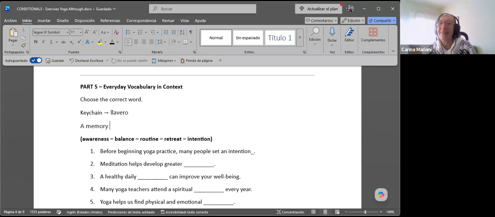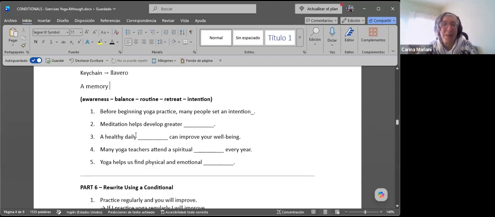And sometimes it is not attachment. There are some things that have a special vibration, and you want to keep them with you because some people say it's good luck. It's not good luck. It's the vibration.